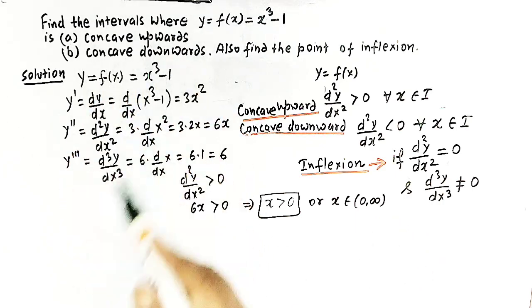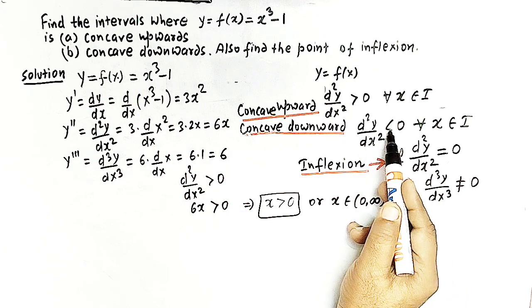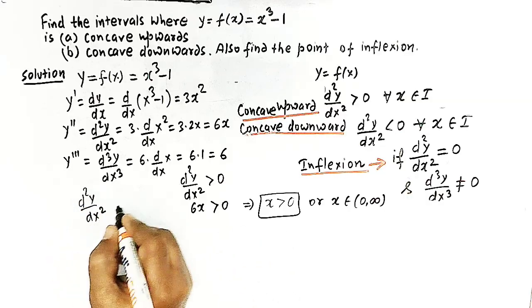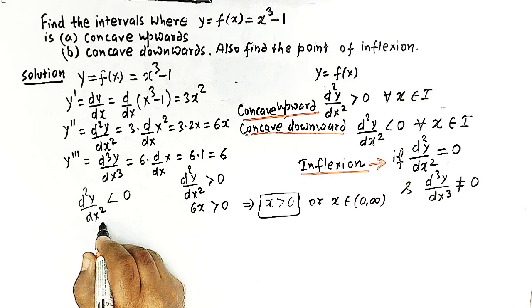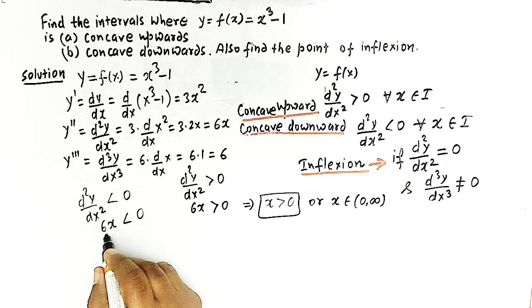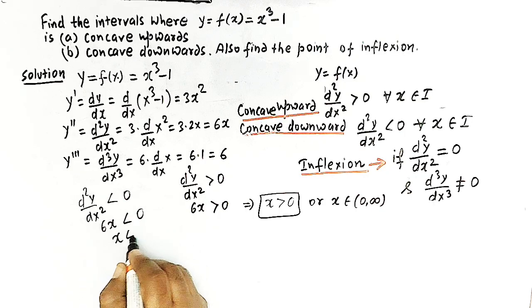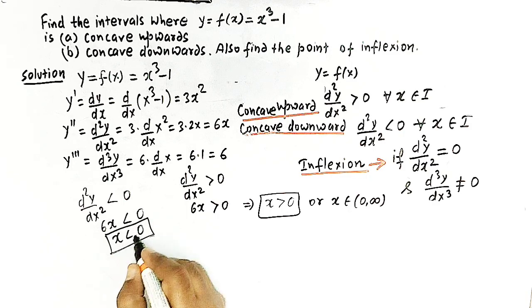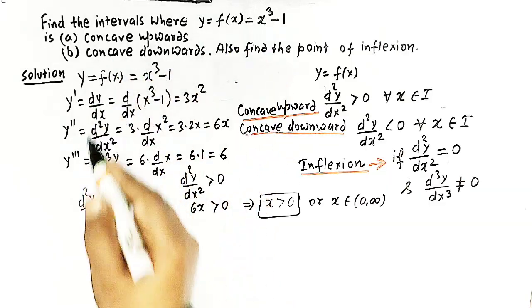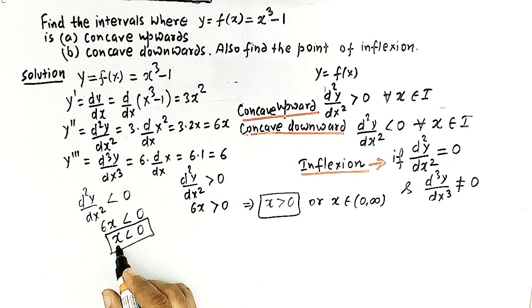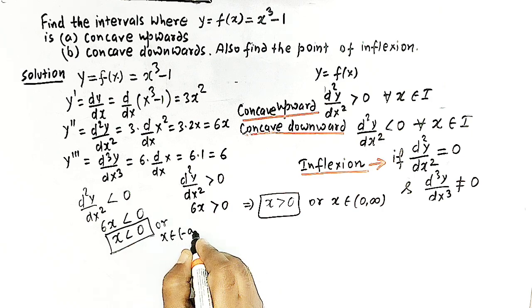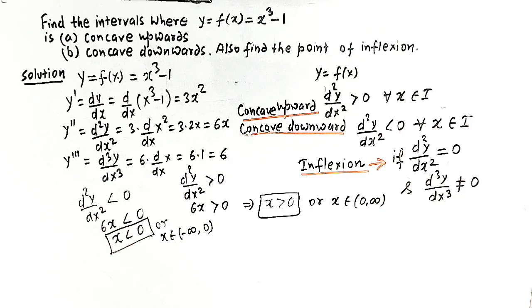And this function is concave downwards when we have this condition, that is the second derivative is less than 0. So we have 6x less than 0. Dividing both sides by 6, we have x less than 0, right? So for all x less than 0, the function is concave downwards, and we can also write it as x belonging to the interval minus infinity to 0, right?